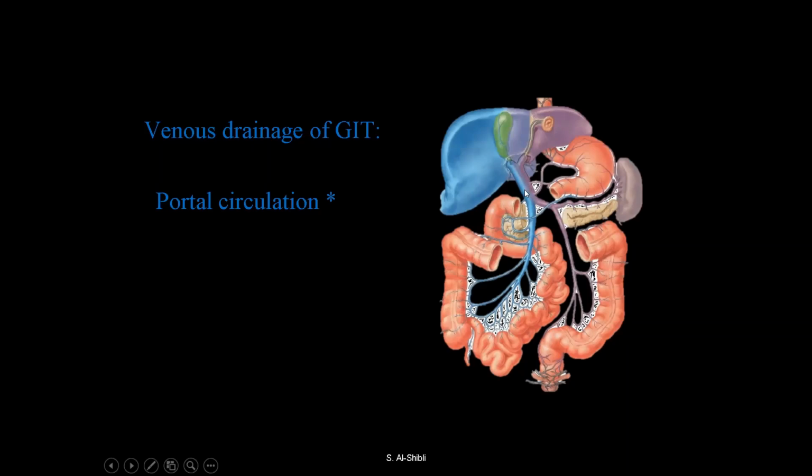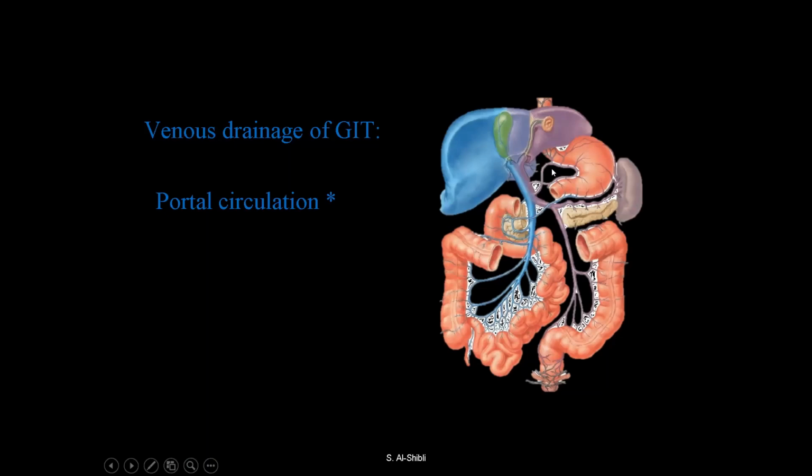It has no valve. It is the union of the splenic vein with the superior mesenteric vein, behind the neck of the pancreas at the level of L1. I like this level L1, or in surface anatomy we call it transpyloric plane. A lot of important things occur or lie at the level of L1.